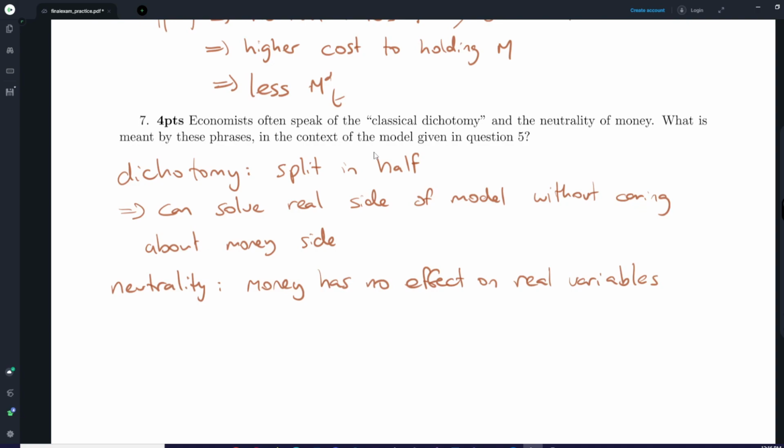Exam writing is an art that you try to keep improving on the further and further you go. But that's what these two things mean, right? Classical dichotomy means that the real side and the money supply side of the economy are split apart. They're not entangled like they would be in IS-LM, right? In IS-LM, you have the money and the real side entangled and they cannot be split apart. Here they can be split apart. Money neutrality means that money has no effect on real variables, only nominal, right?